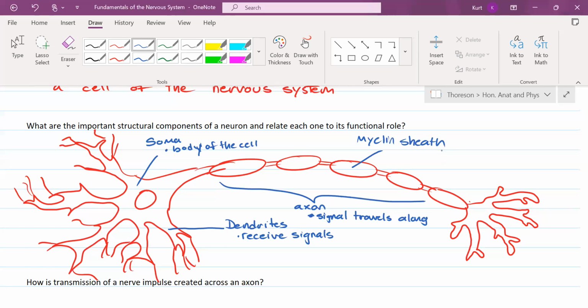What this does is it exposes your axon, and it can cause the signal that is on the axon to jump off of it and to misfire.